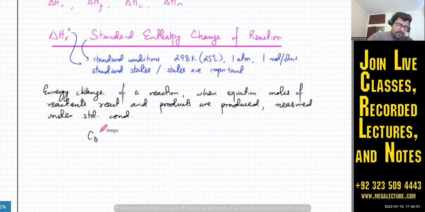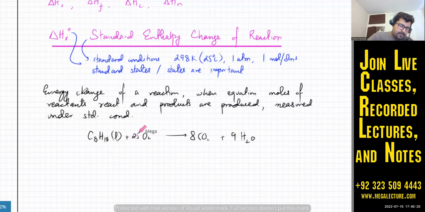So the equation for petrol burning is: liquid octane burns with oxygen and produces carbon dioxide and H2O. Time is running out, so let's wrap up quickly: you get 8 carbon dioxide, 9 H2Os, and 25 by 2 for oxygen. So remember, states are very important. Always write the states when you're dealing with definitions. This one is a liquid, right?